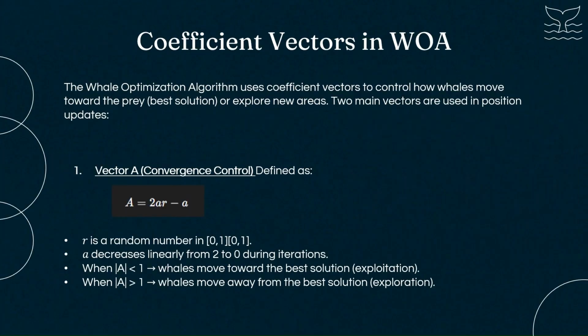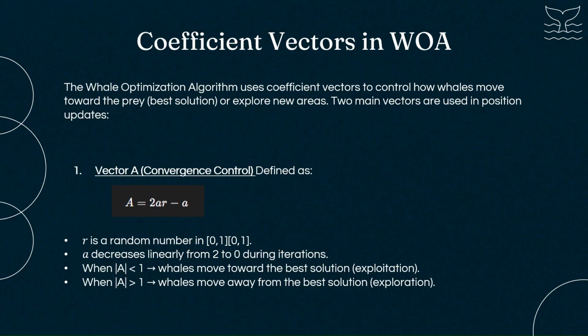I will be continuing the explanation by talking about the coefficient vectors of the whale optimization algorithm. Starting from this page, we discuss one of the most important control mechanisms in the whale optimization algorithm, the coefficient vectors A and C. These two vectors decide how each whale moves in the search space and how the algorithm balances exploration and exploitation.